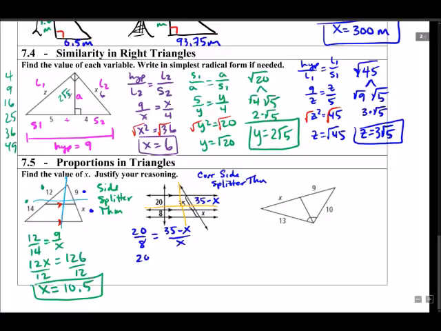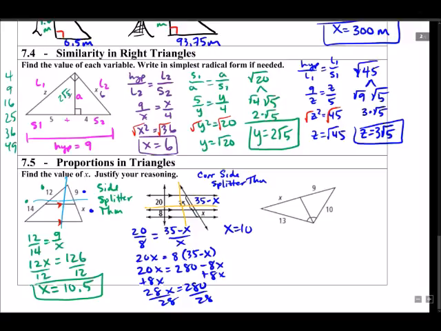Cross multiply. 20x equals 8 times, don't forget those parentheses, 35 minus x. 20x equals, what's 8 times 35? 280 minus 8x, add 8x to both sides, and we get 28x equals 280, divided by 28, running out of room. X equals 10. Yay!